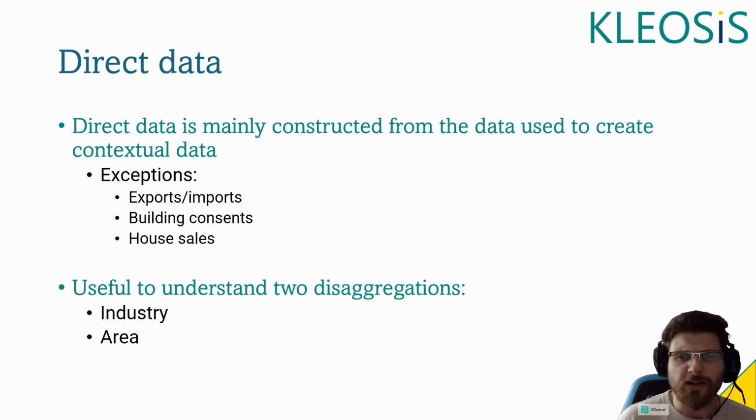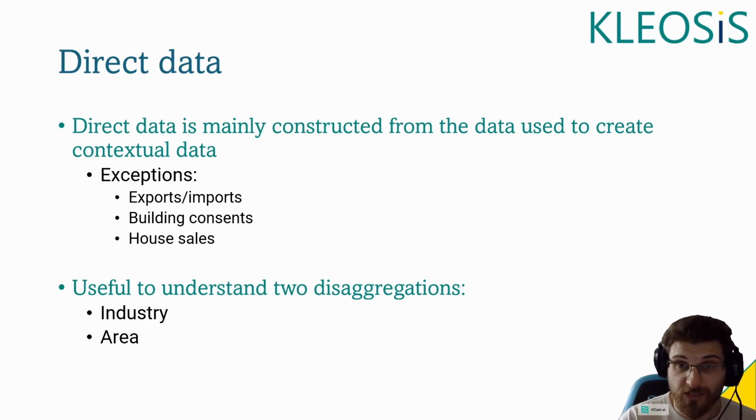I want to move on to direct data. So as before, there's a spectrum of data, right? There's the contextual data, which answers those big broad brush questions, and then this is the direct data, which answers not small questions by any means, but they are smaller in scope. They're more direct. That's why I call it direct data. And so basically, from what I understand and from my experience, direct data is mainly going to be constructed using the same data that's used to create contextual data. It's just constructed in different ways.